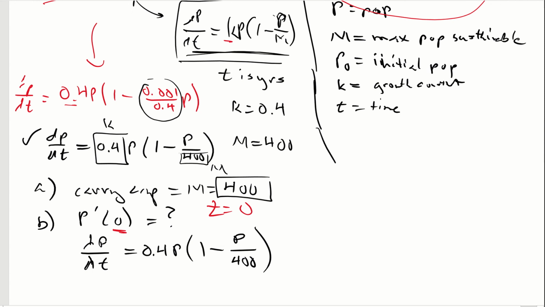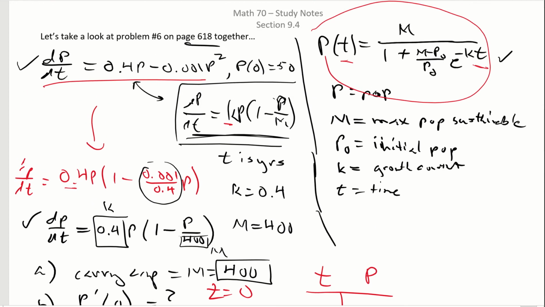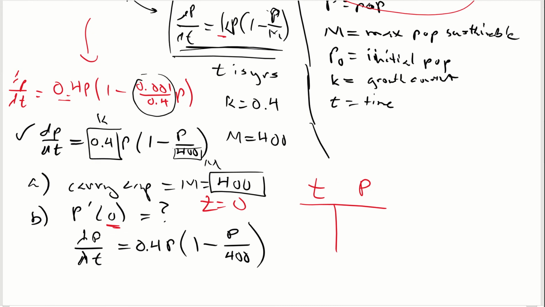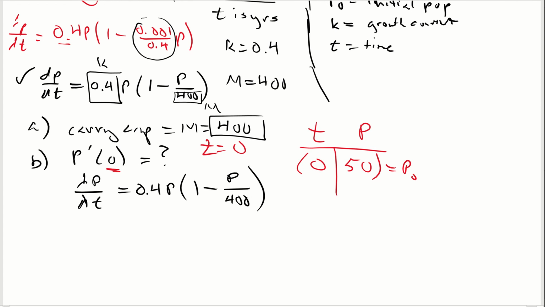Oh, wait a second. What have we done in the past? Well, we can build a table. Here's t and here's p. Okay, fine. In the problem, they stated p of 0 is 50. So 0 gives you 50. That's p0, our initial number. So you take this as an ordered pair, and you want the derivative? It looks like I have to plug in the p coordinate of the initial point on the graph. And that's how you do it. So p prime of 0 is 0.4 times 50, and then 1 minus 50 over 400.